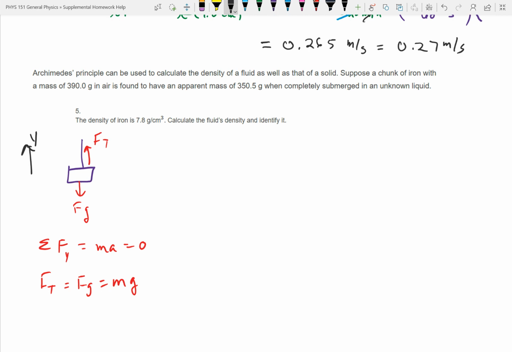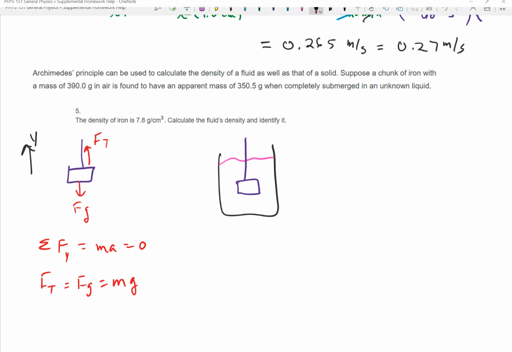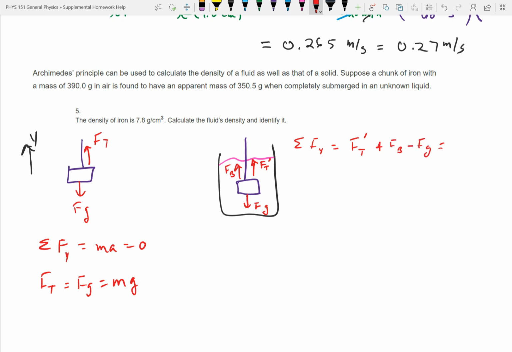Now I put it in a beaker that's filled with some unknown fluid. Apparently it's a pink fluid. And so it's in here, and I'm hanging it again by a string. And so my forces are going to be force of tension, force of gravity, and buoyant force. The sum of the forces in the y direction is equal to force of tension, I better put tension prime, plus buoyant force minus force of gravity equals 0 because it's, again, in equilibrium.